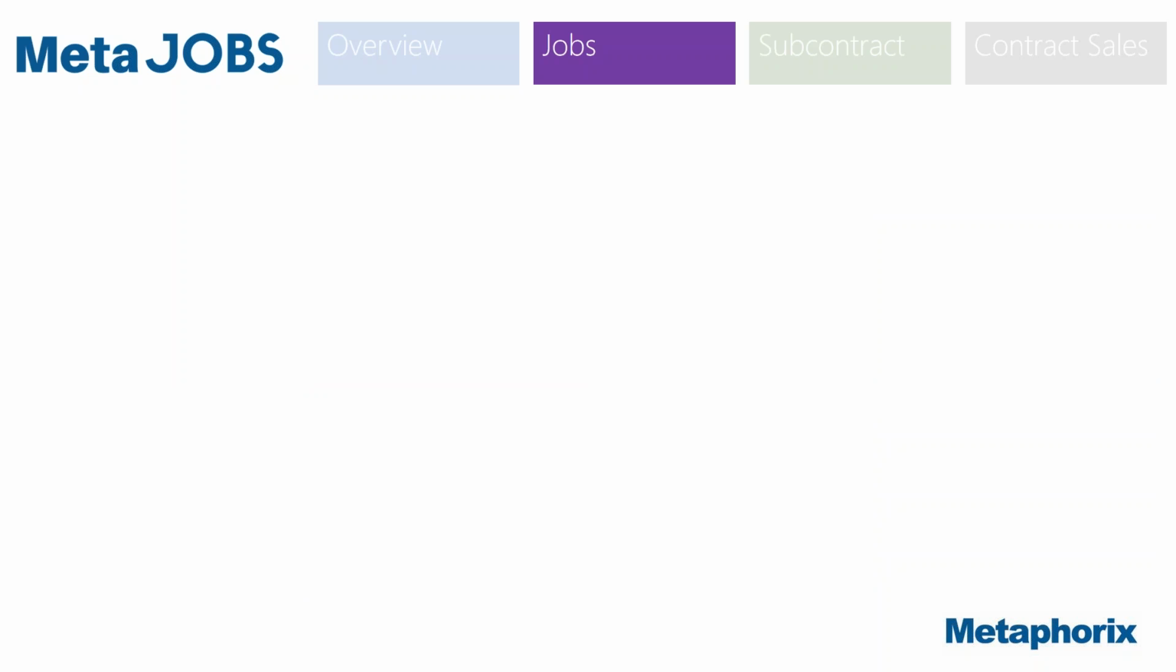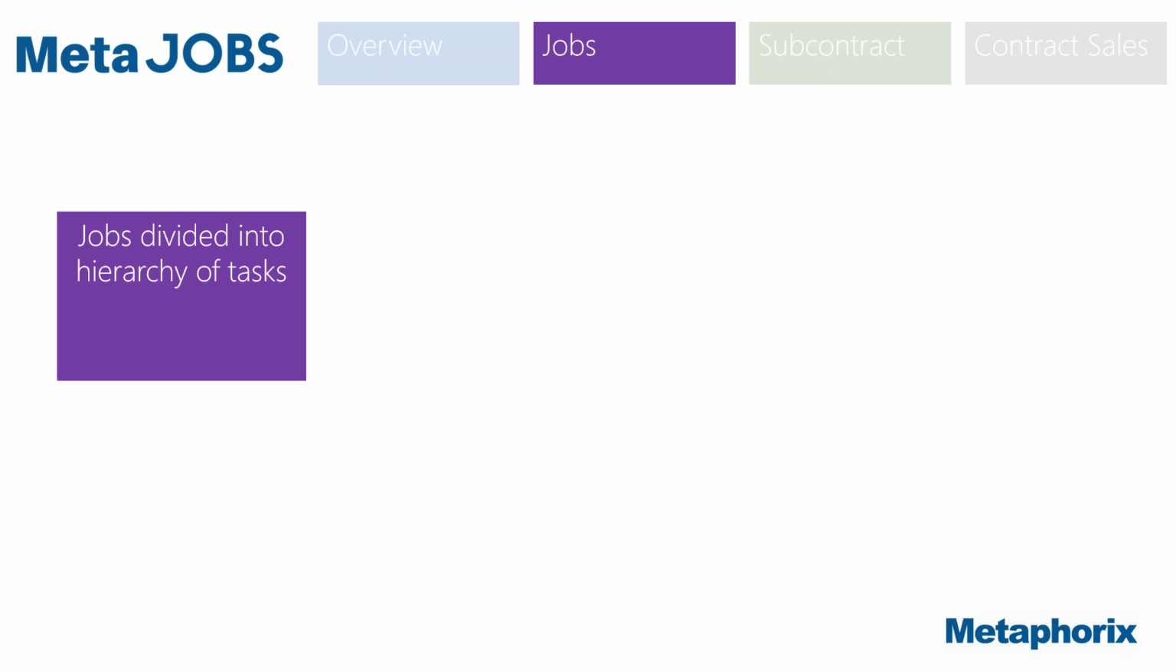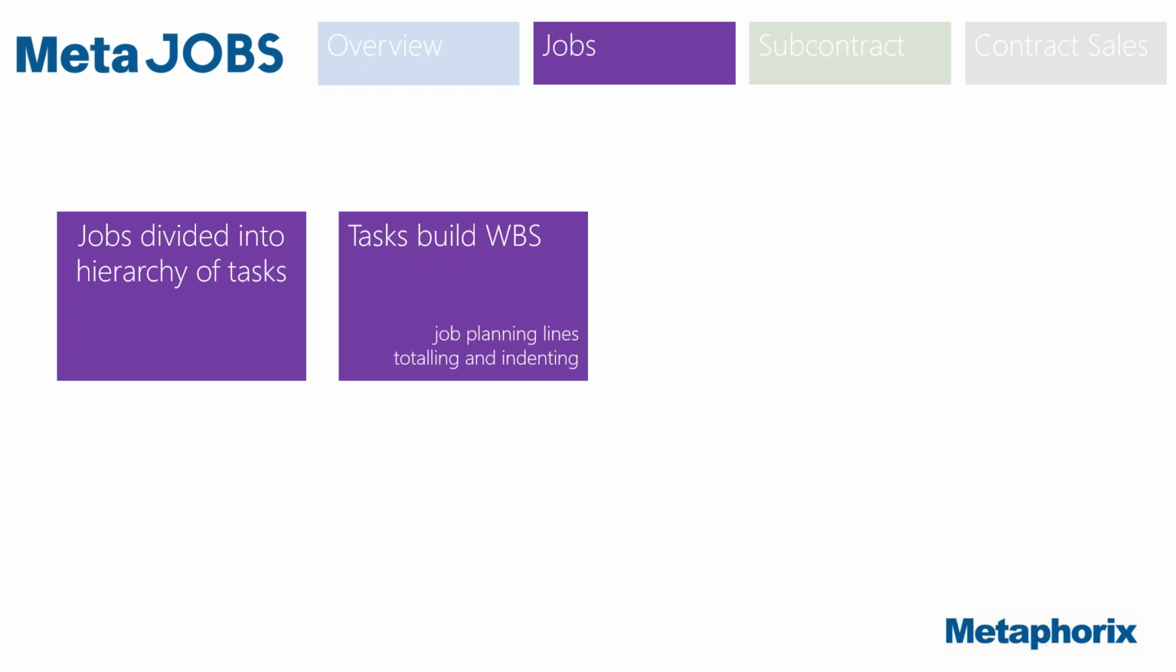Now what I'll do is I'll just overview this in the PowerPoint, and then after that we'll go into the product and have a look at it in the real actual product itself. So jobs themselves can be divided into a hierarchy of tasks. These tasks actually build up your work breakdown structure. You can have headings, you can have subtasks, they can be indented, and these can be really, really simple. They can be just something along the lines of phase 1, phase 2, phase 3, or they can be really detailed. It's really down to the individual projects and what is appropriate. We'll cover that when we have a look at it in a moment in the software.